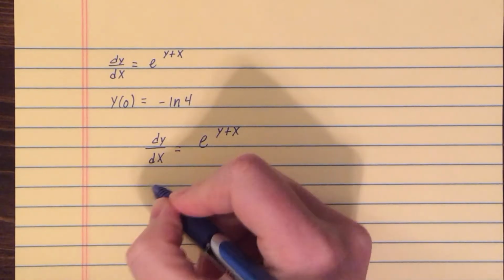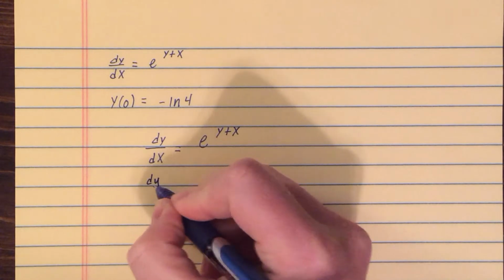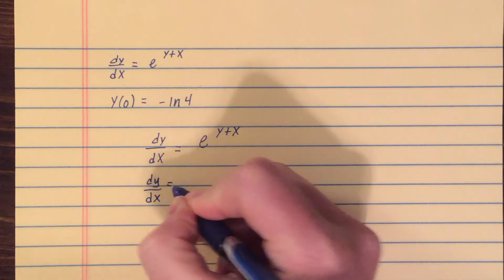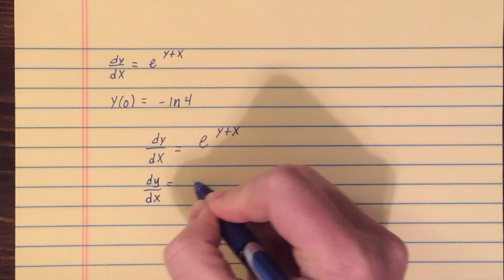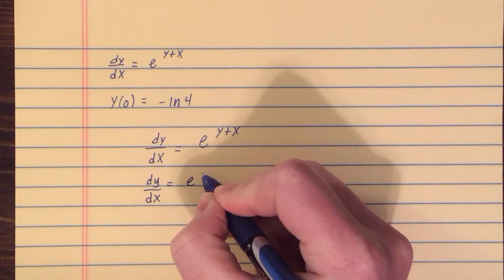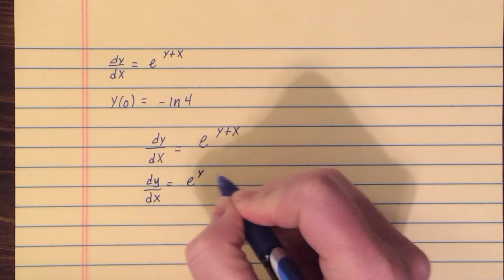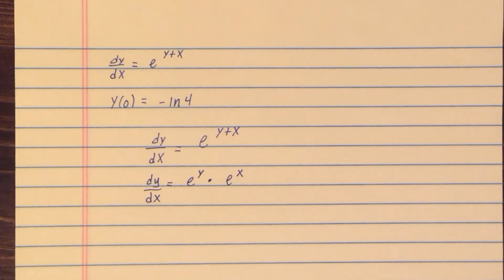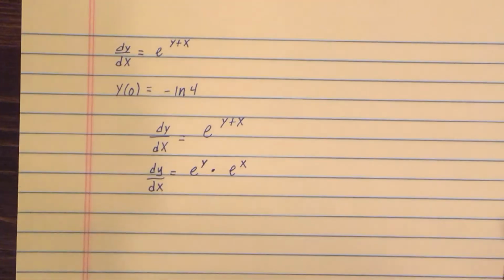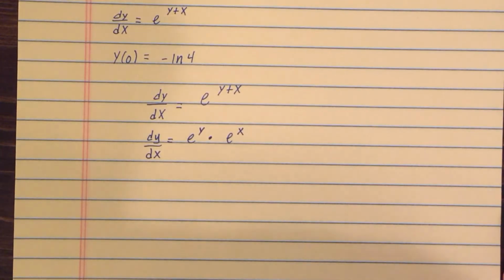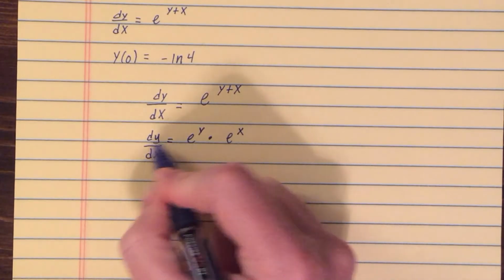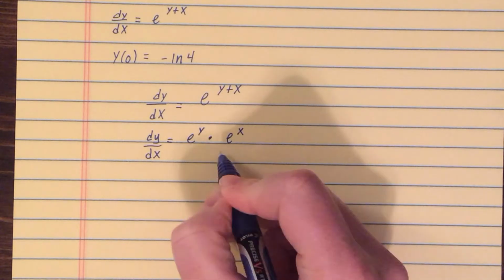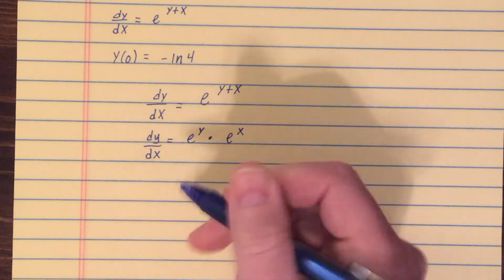So for your rules with e, there is one that says that e to the y plus x can turn into e to the y times e to the x. Then from there, we would like to do a separation. So I want to move my y's over here. If I divide by e to the y, I can get it over here.